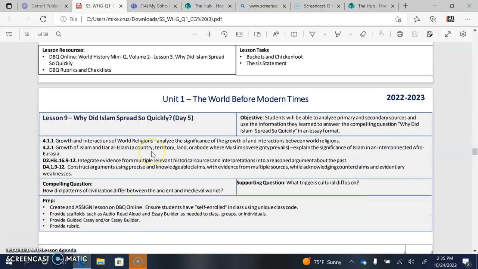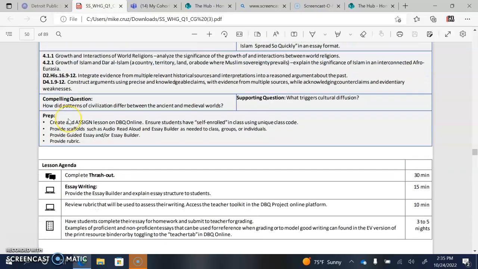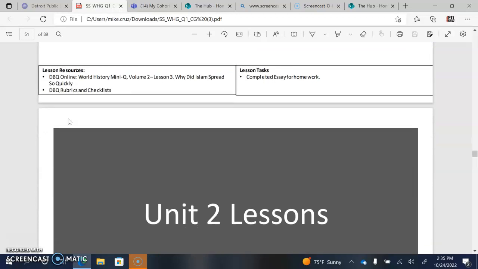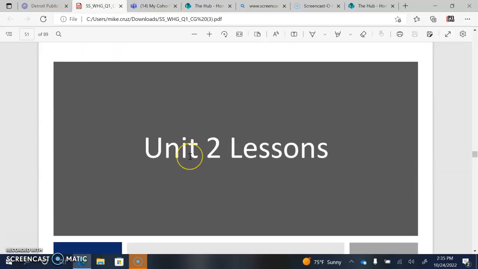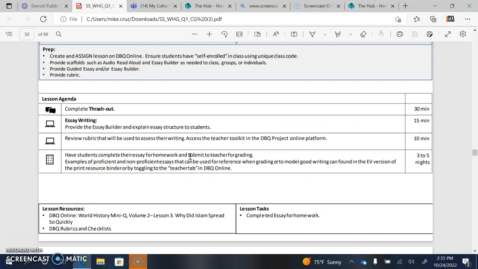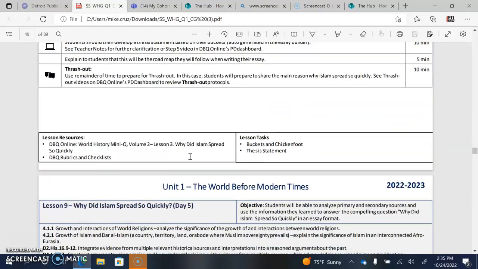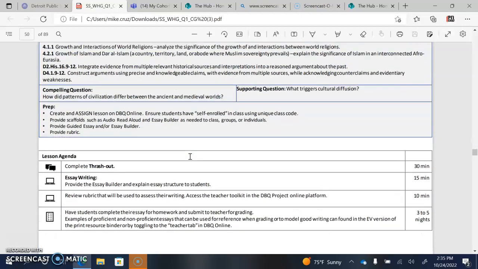There's lesson 9, and then Unit 1's over. I'm in Unit 2. So this is where I'm confused. Am I looking at the wrong spot? Am I looking at the wrong guide? I'm not sure what's going on.